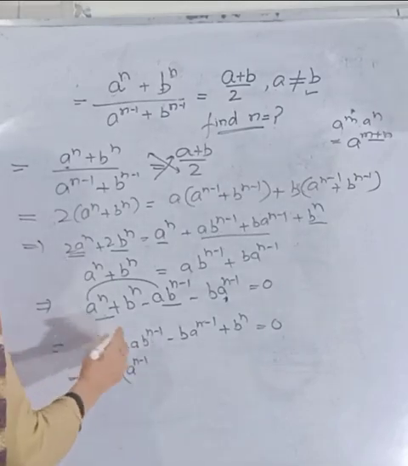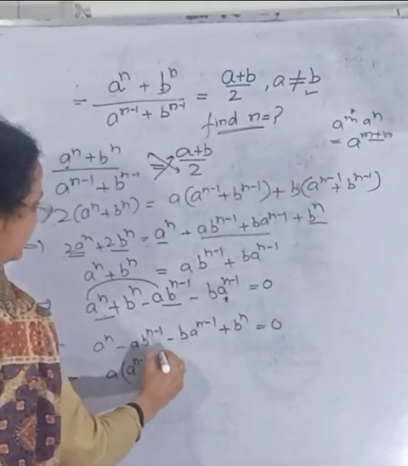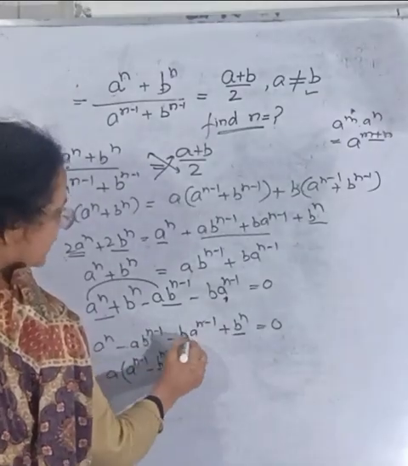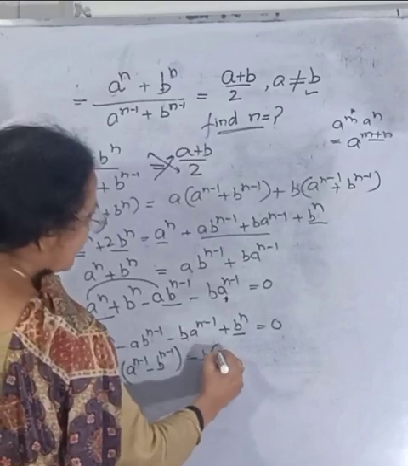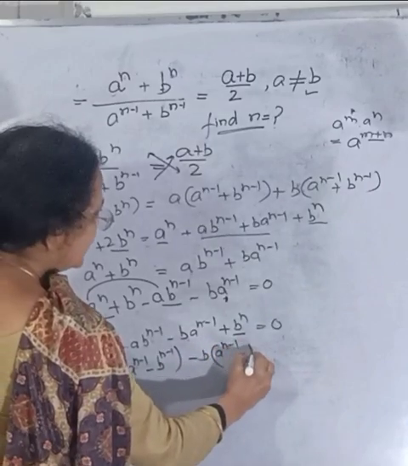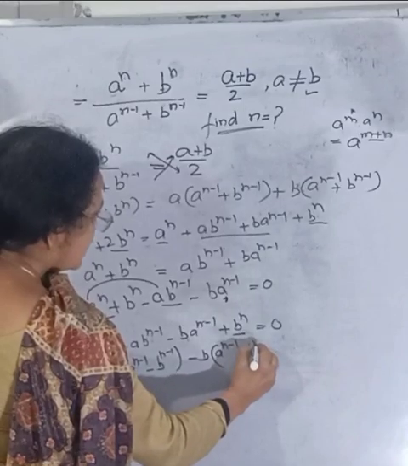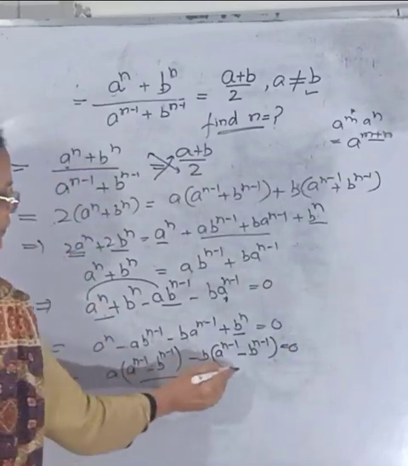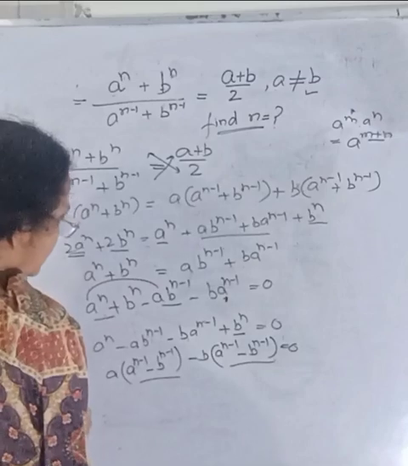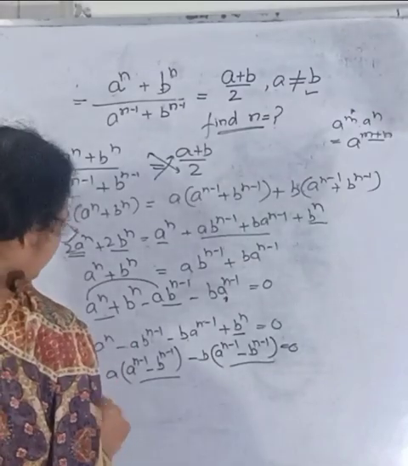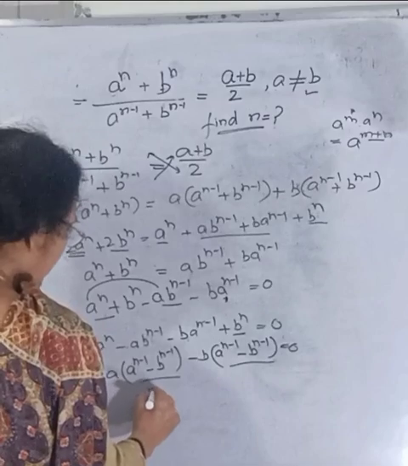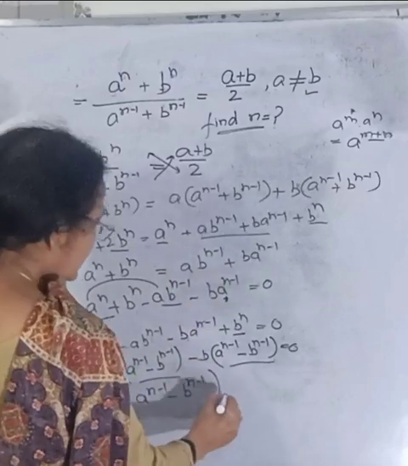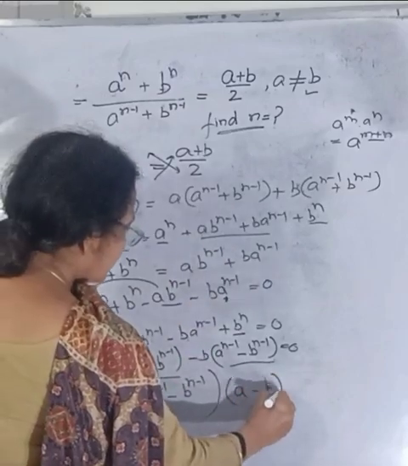And in this, a has already been taken common, so the remaining is b to the power n minus 1. Minus, in between these we can take b as common, so that a to the power n minus 1 minus b to the power n minus 1 is equal to 0. Now this is common. If this is common, we can say a to the power n minus 1 minus b to the power n minus 1 can further be taken common over here. This will be a minus b is equal to 0.